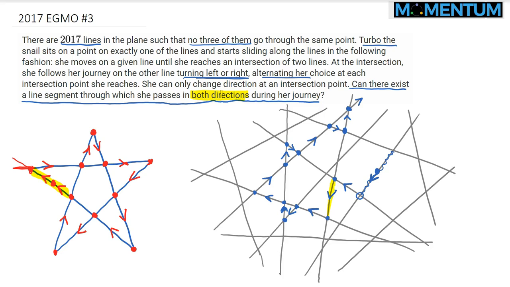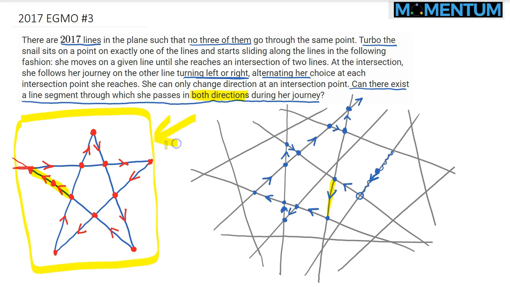Now the question is asking, can you do more than this? Can you not only create a shape, but the shape such that you pass through a segment that you previously visited in both directions? And after working a while, if you feel like the answer is negative, you need to find a proof for that. So why is it negative? If it's positive, then all you do is you find a configuration, a shape that works. But if the answer is negative, you need to have a compelling argument for it.